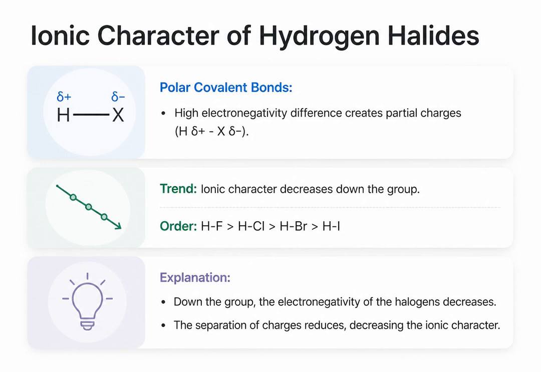Let's examine the physical properties of these hydrogen halides, starting with their ionic character. Because halogens are highly electronegative, the covalent bond with hydrogen is polar, creating partial charges. As we move down the group, the halogens become less electronegative, meaning the charge separation decreases, and the bond becomes less ionic and more purely covalent.